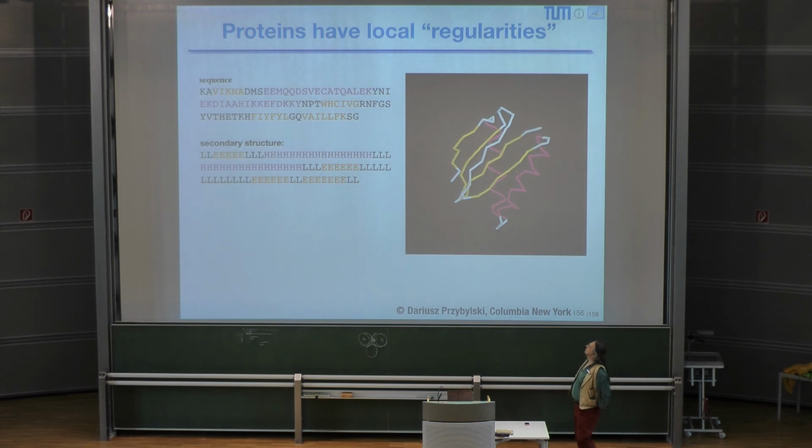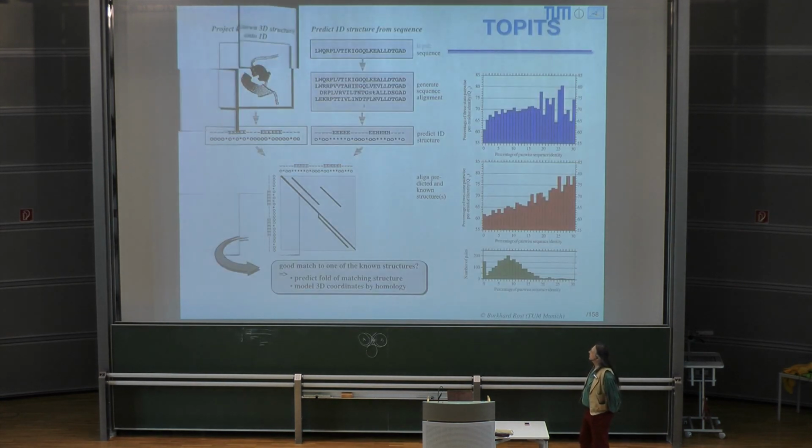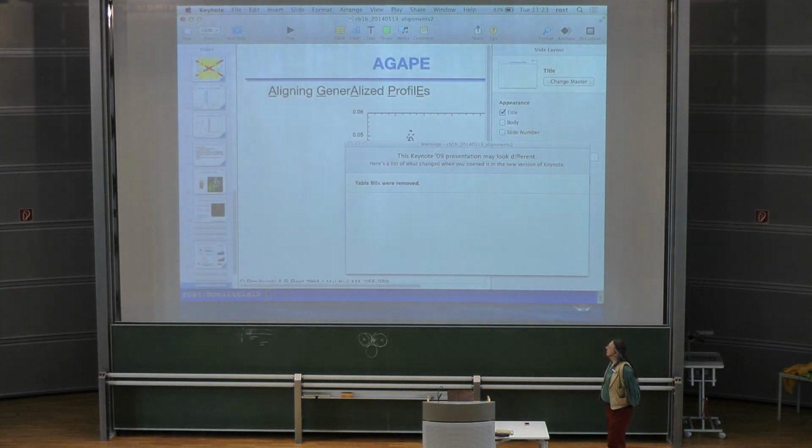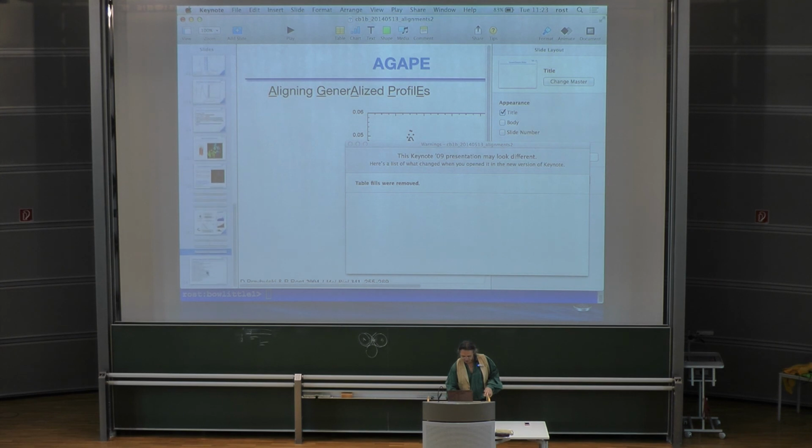So in the next one, we get into secondary structure. Secondary structure can be used to align proteins, and that's the part that I wanted to skip there at the end.